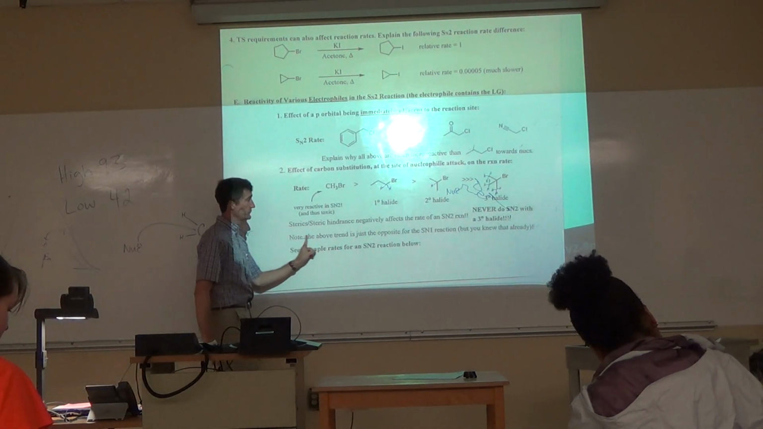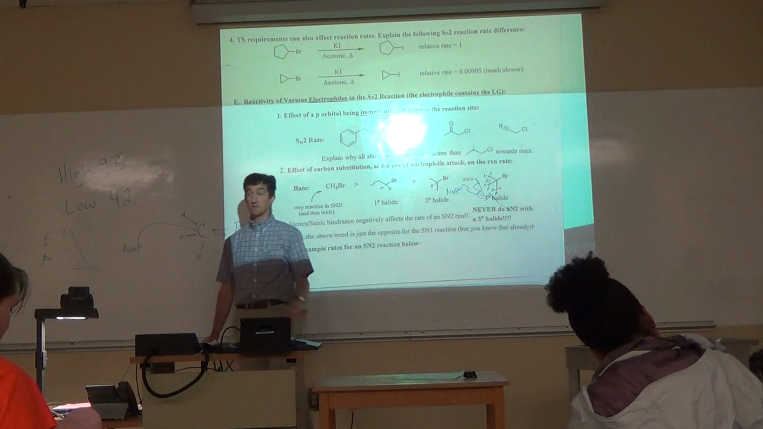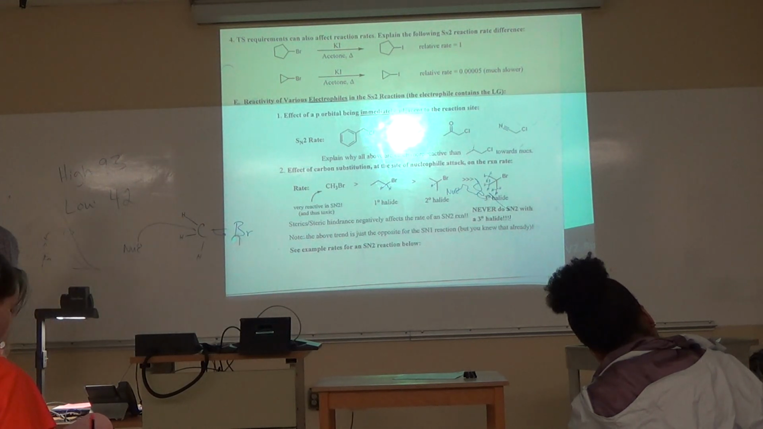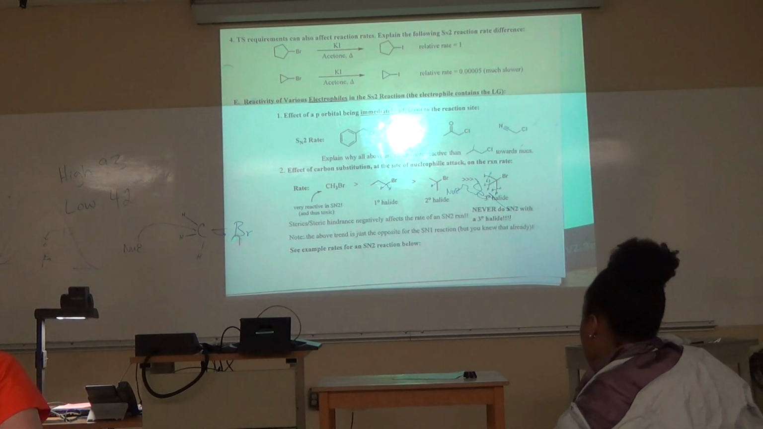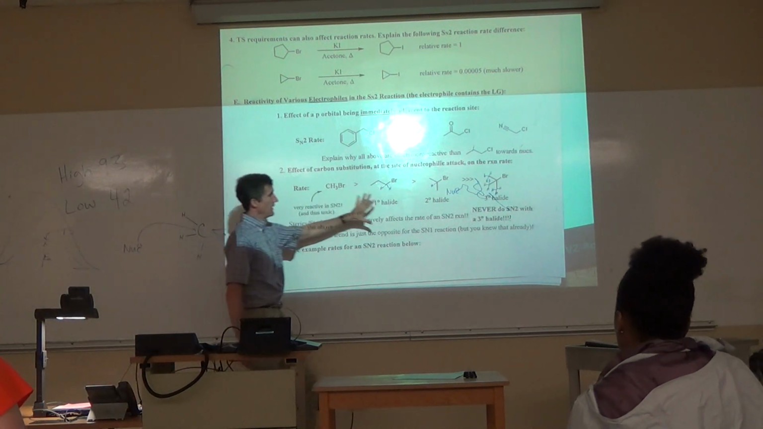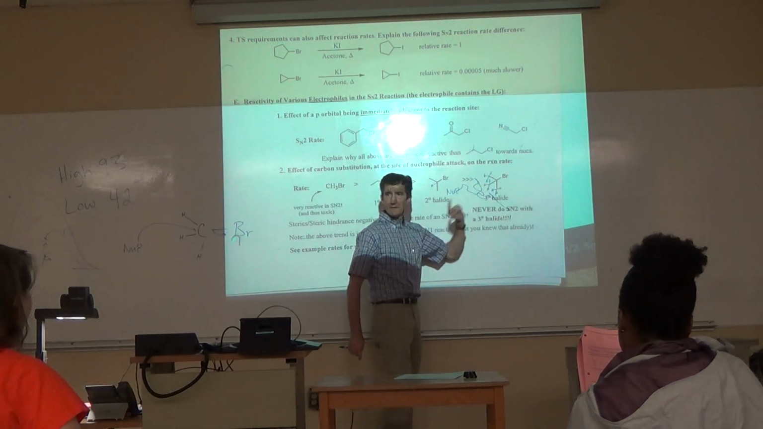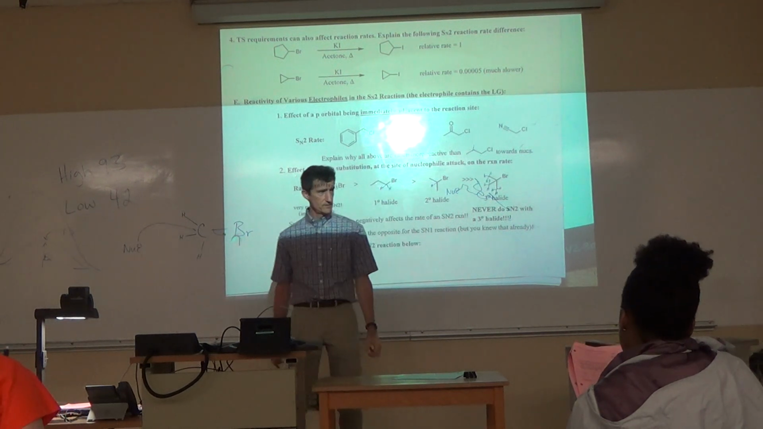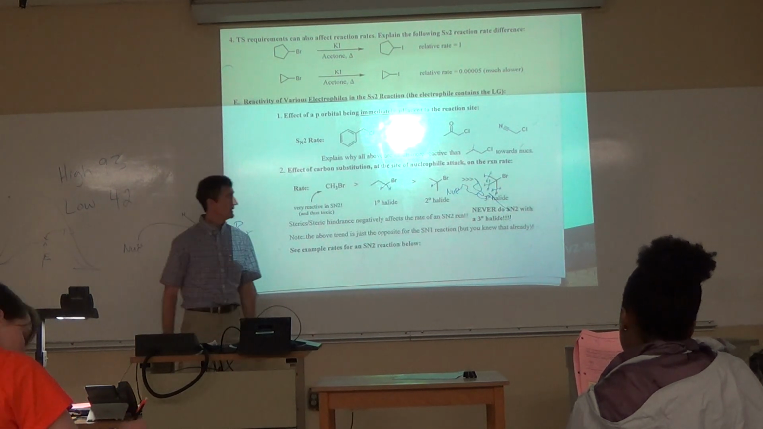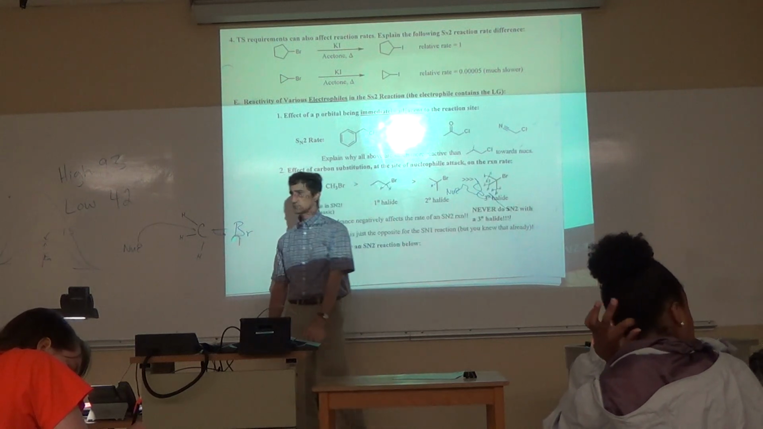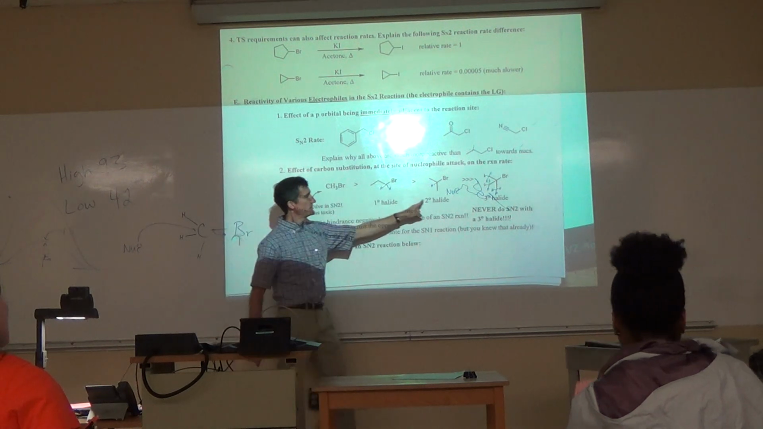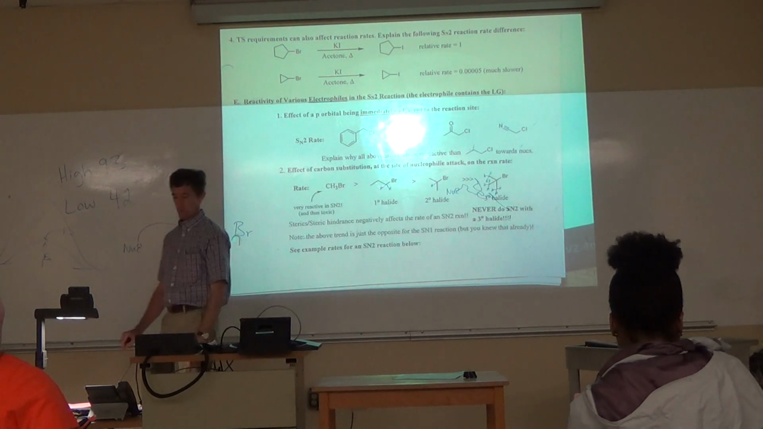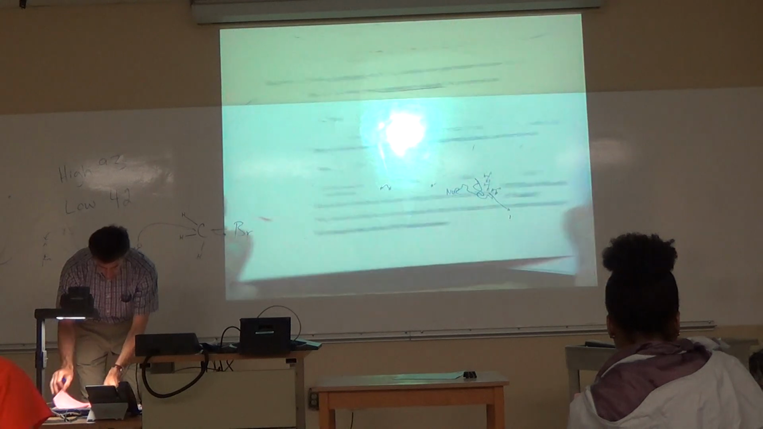Now note, the above trend is just the opposite for SN1. But you already knew that. What's the rate determining step in SN1? Formation of carbocation. Which would make the best carbocation? Yes! The trend for SN1 is just the opposite. This will readily do SN1, but this will not. And this will not. Secondary, possibly. We'll talk more about it.